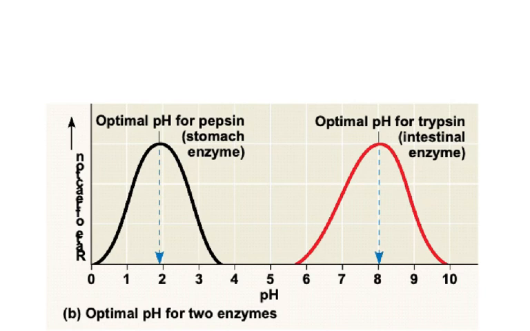Similarly, here you can see the optimal pH for the stomach enzyme and the optimal pH for the intestinal enzyme. So you can be asked a question on that, you can be asked an MCQ on that. Because it says understand that the different proteases present in the stomach and the duodenum work best at different pH levels.